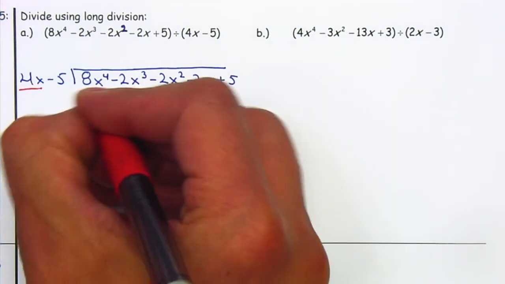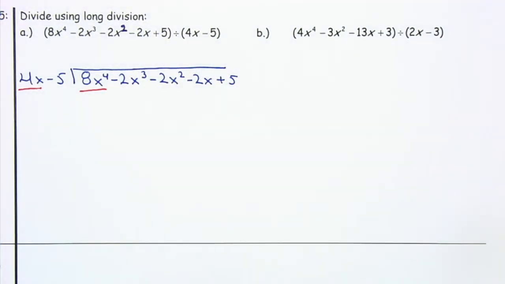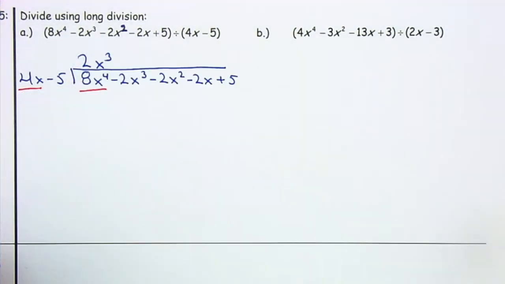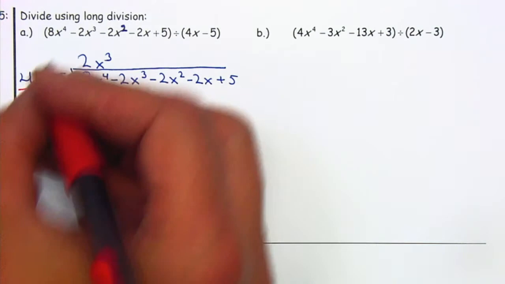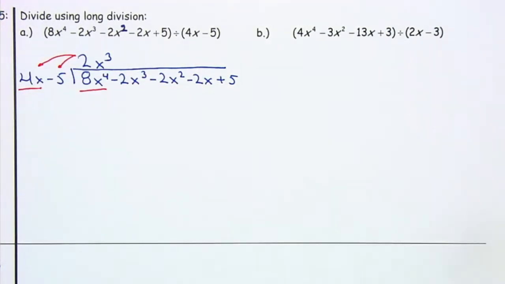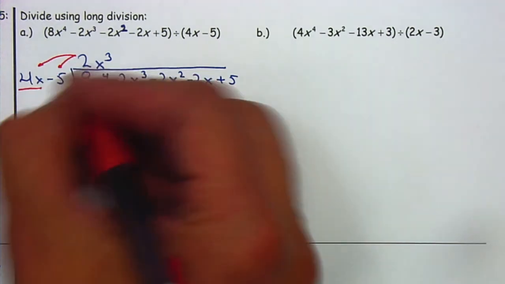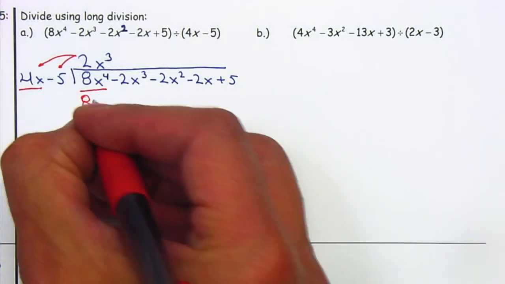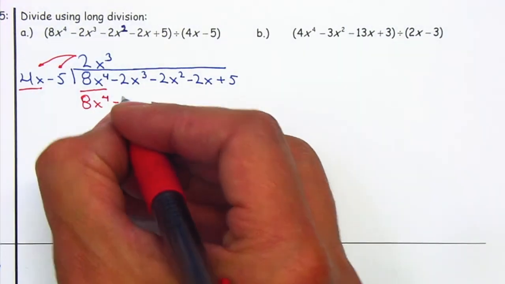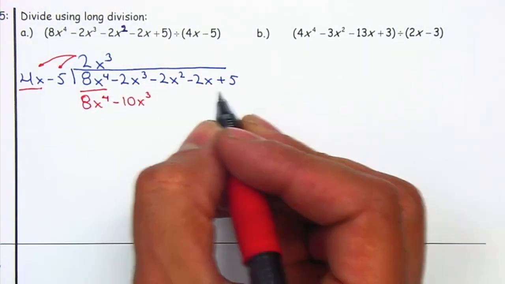What do I need to multiply 4x to get 8x to the fourth? Correct. 2x to the third. I'm going to distribute the 2x to the third times each one of them. Times the 4x and times the negative 5. 2x to the third times 4x will give me 8x to the fourth. 2x to the third times negative 5 is negative 10x to the third.